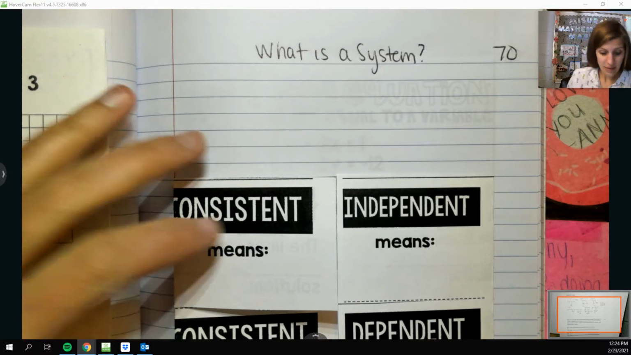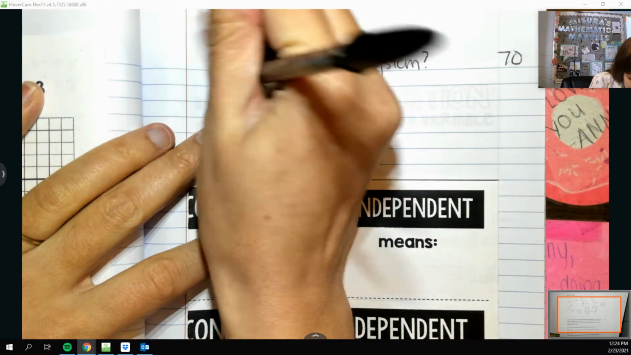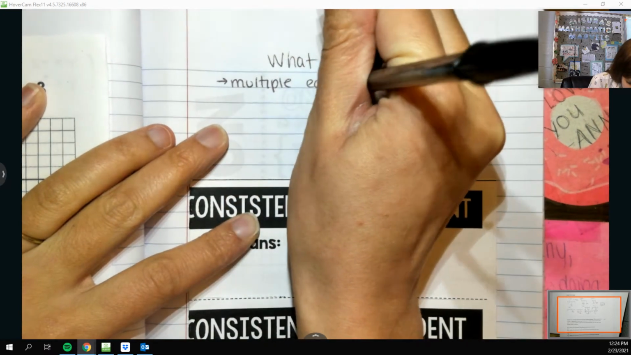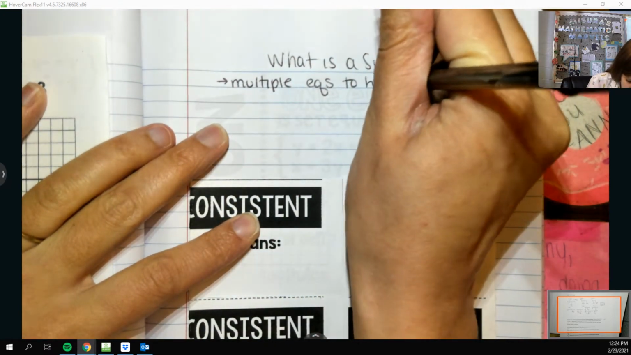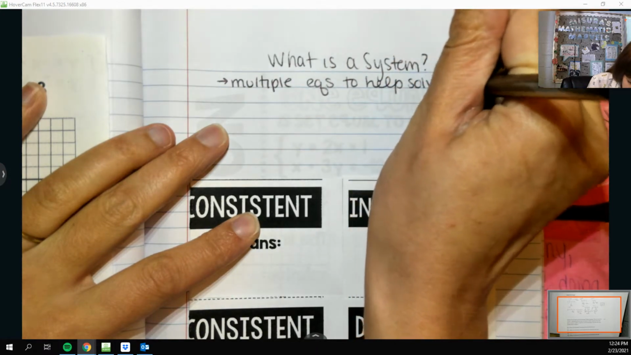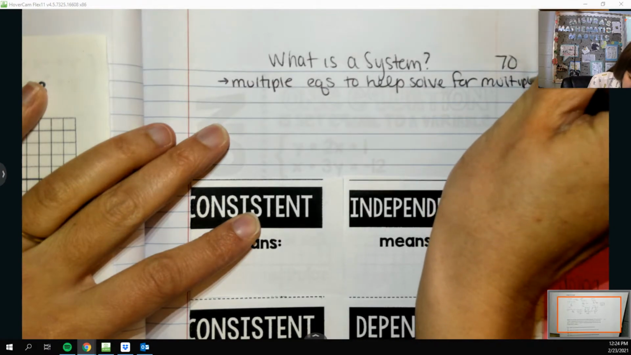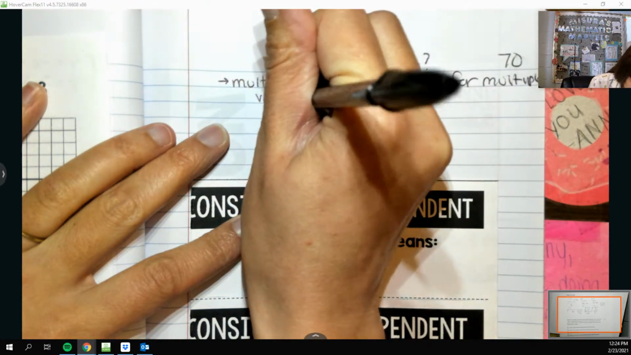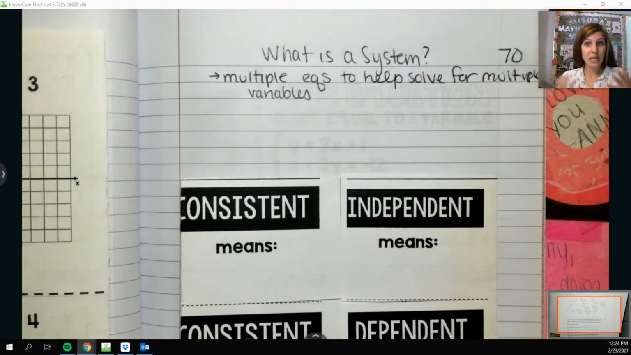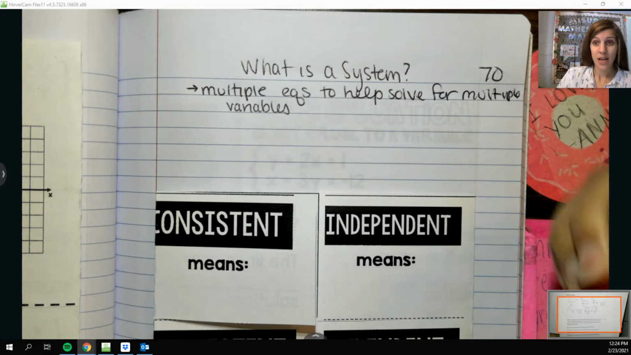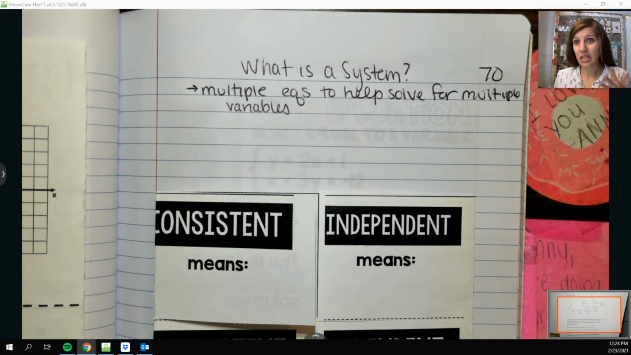That's essentially what a system is. A system is multiple equations to help solve for multiple variables. And again, guys, it always matches up. If I want to solve for 3 variables, I need 3 equations. If I wanted to solve for 10 variables, I would need 10 equations to do it. Now we're just going to do 2 and 2.